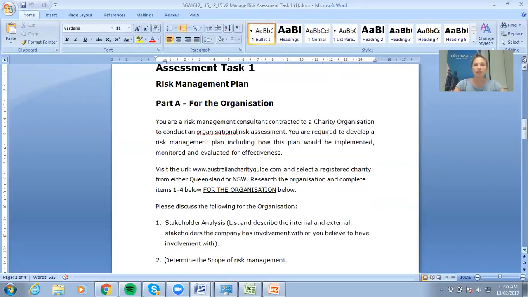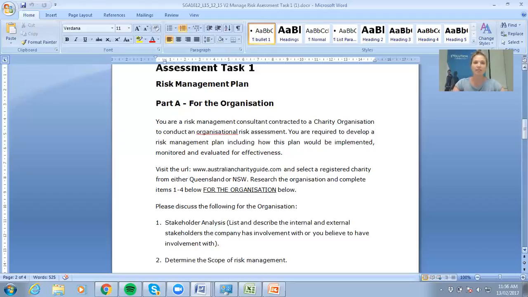So for the first part of this assessment, you do need to think of a charity organisation that you can base this whole assessment task on. There are many charities out there that you can choose from. You're not limited to any particular charities. So you've got anything from the Cancer Council, Salvation Army, RSPCA, Breast Cancer Association, any organisation that you might have some sort of affiliation with, or you might have personal reasons as to why you want to choose that charity. But you can choose any charity to complete this assessment task on.